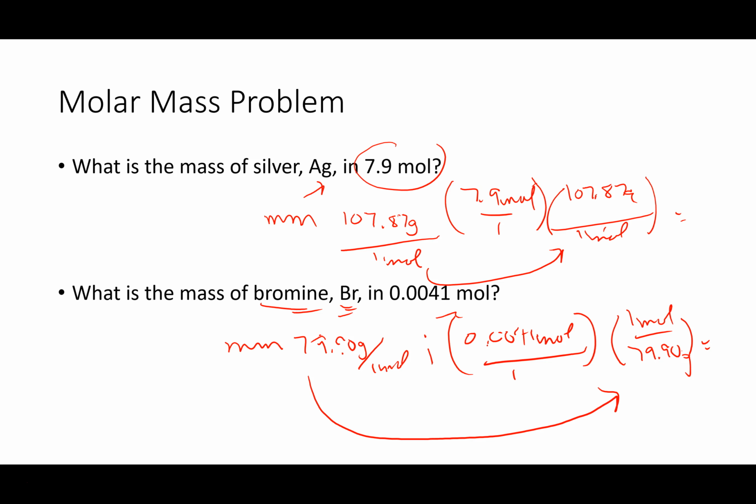Did I do that right? Huh. No, I didn't do that right. Drat. I bet you caught that at home, didn't you? So if I want moles to cancel, I'm going to use the unflipped version. Sorry about that. It threw me off because it's just like the one at the top, 79.90 grams over 1 mole. That's the molar mass of bromine.